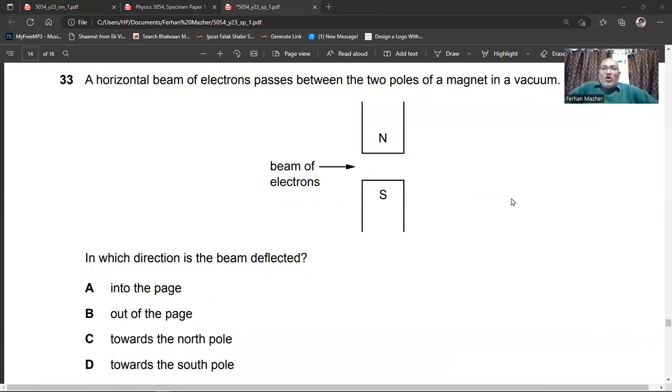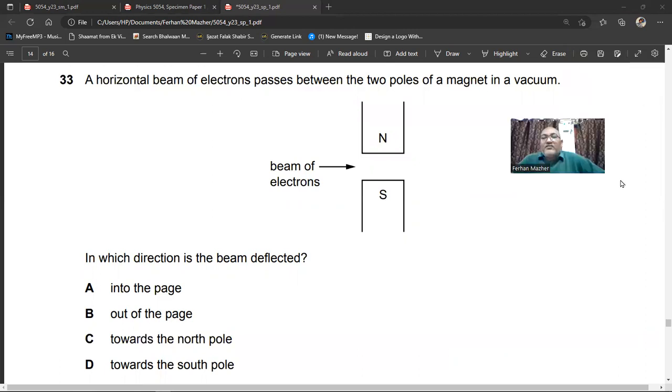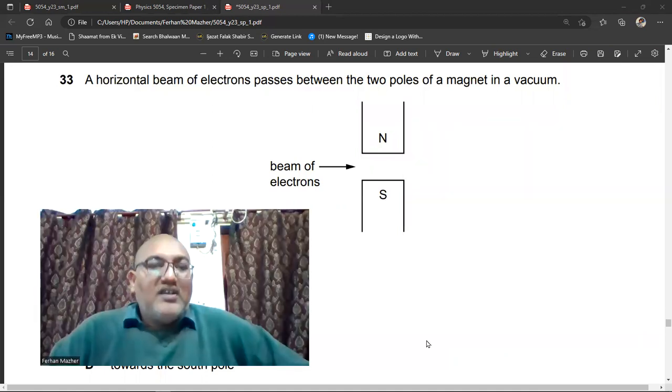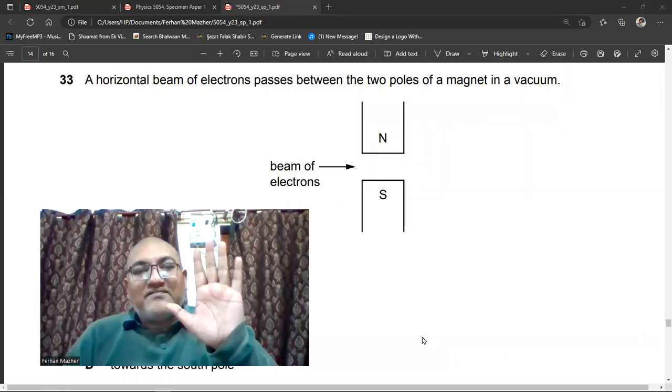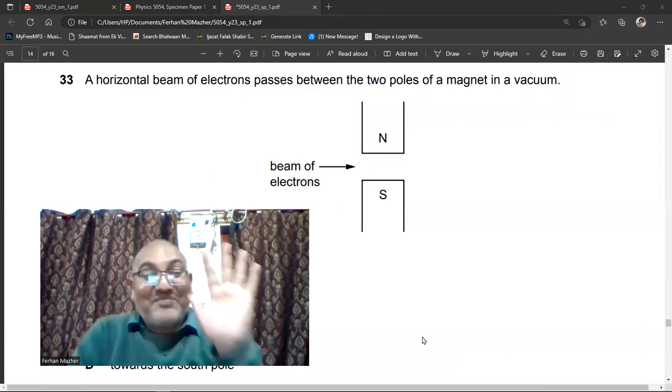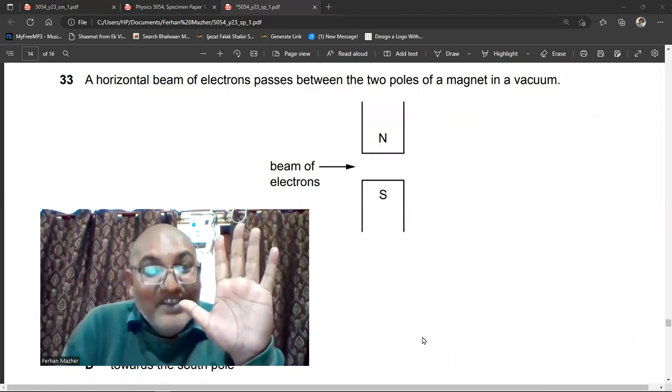Okay, so we have a charged particle, but this is an electron. We are going to use the left-hand rule. And if you want to use the left-hand rule, the method is very simple. You see what we will do. So this is my left hand. Because I'm using the front mirror, maybe you feel that it's not my left hand, but this is my left hand.